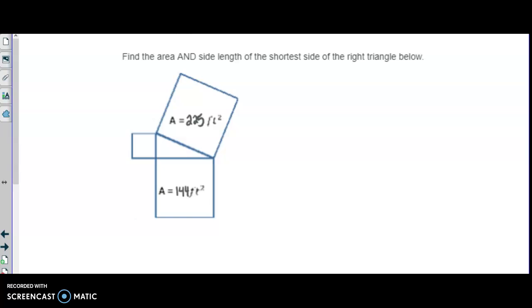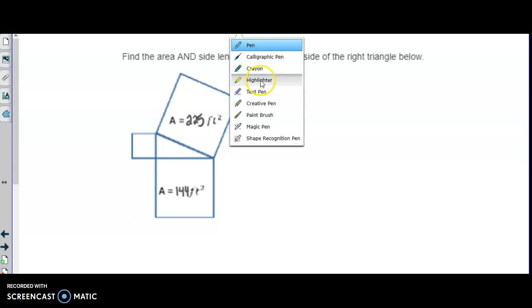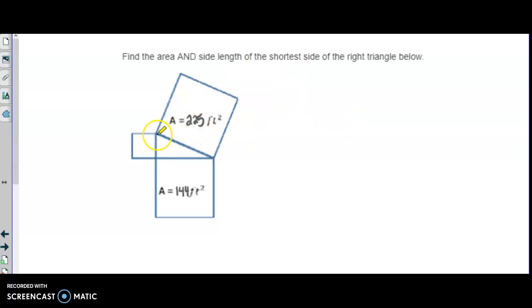So we are back for the last few questions on this Unit 2, Assignment 6, Pythagorean Theorem. All right, it says find the area and side length of the shortest side of the right triangle below. Now you might be looking at this picture and being like, where is the right triangle? The right triangle is actually right here, okay? And then let's look at the information they give us.